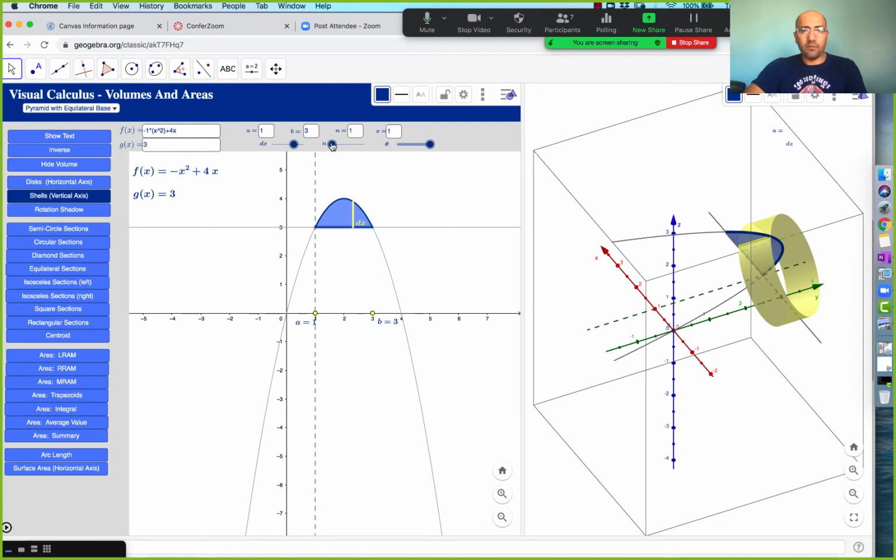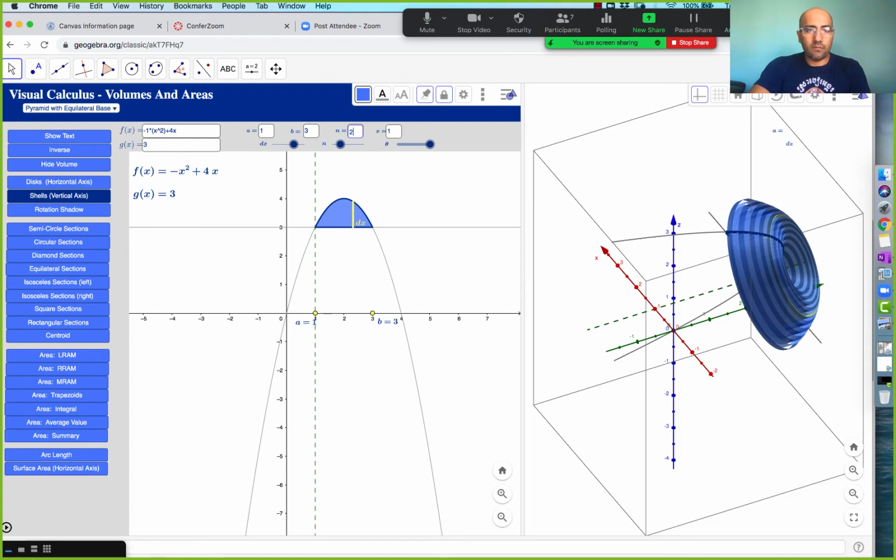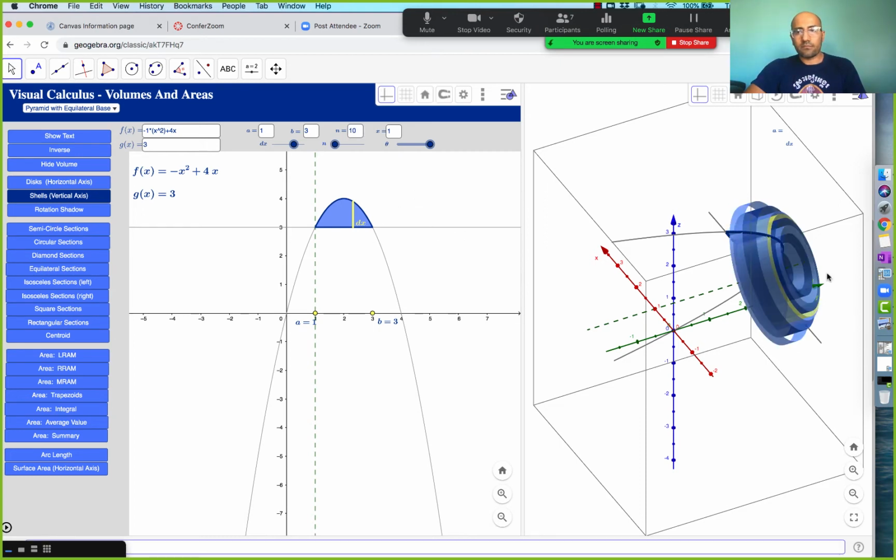Kind of, maybe. Let me see if I increase this a little bit. Okay, about 10. Okay, there we see that if we have 10 different ones, as we rotate from the center out to the outer one, all of these different cylindrical shells will begin to form the shape that we're interested in.